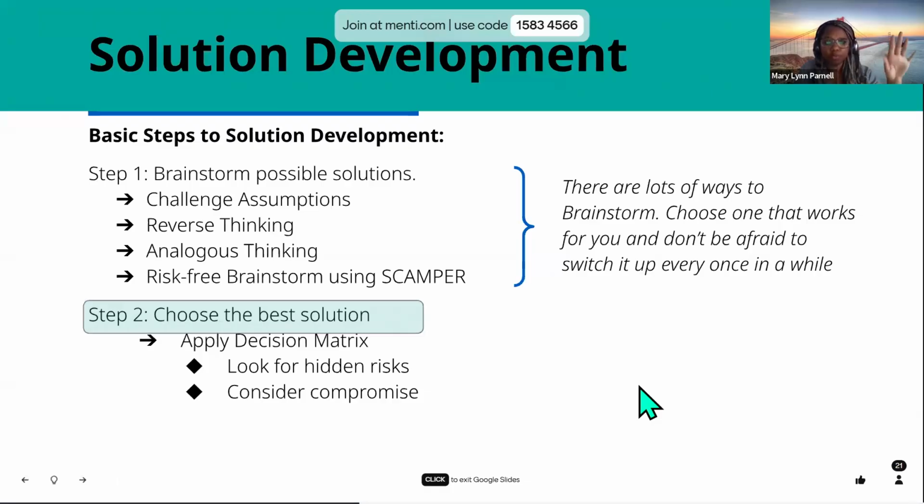So there are a lot of ways to brainstorm. As we've done step one, brainstorming possibilities of solutions, the goal really here is for you to pick one that works for you. And also don't be afraid to switch it up every once in a while. These are tools for you to use at your disposal. But once we get to step two, this is where we choose the best solution, and this is when we apply the decision matrix.